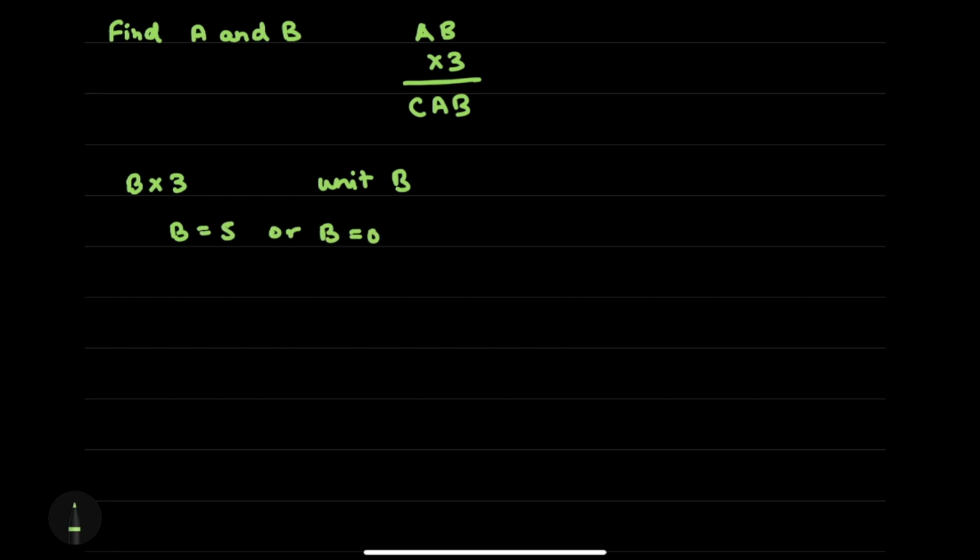I hope you understand this. So say we have 5 times 3 is 15, 5 times 5 is 25. And even if we put 0 or say 10, 10 times 3 is 30, then we have 0 again. 10 times 2 is 20, then we have 0 again. So that's how it goes. So if we multiply b with 3, the unit digit is only going to be the same digit b. So this can only be 5 or 0. So now we know the value of b.